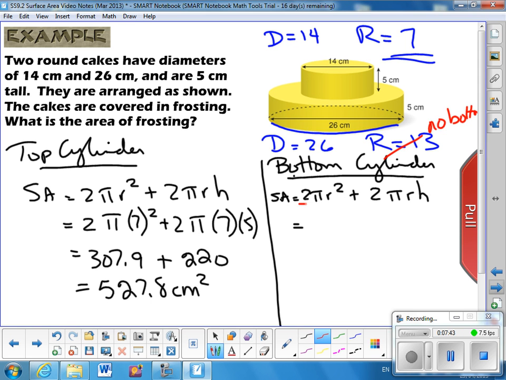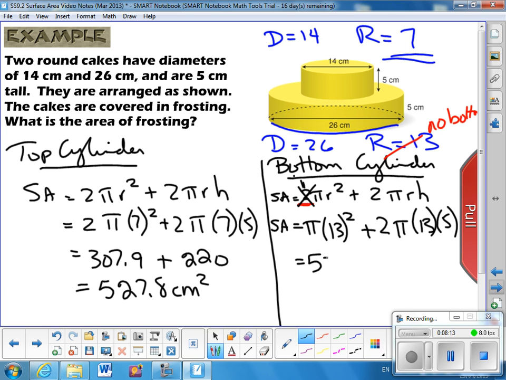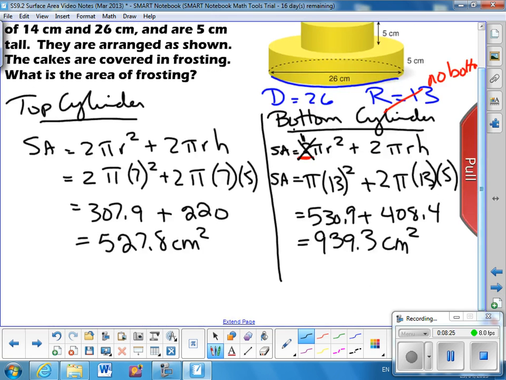How do we change that? Well, here in the first part is the circle part, and it says 2 circles. So we're actually going to change that to 1 circle. Okay, so we're going to cross off the 2 and change it to 1 circle. Pi times 13 squared, the radius squared, plus 2 pi 13 times 5. You could calculate it with 1 circle and then subtract it off, or you could just not include that. So 530.9 plus 408.4 equals 939.3 centimeters squared. Okay, so that's the big cylinder.